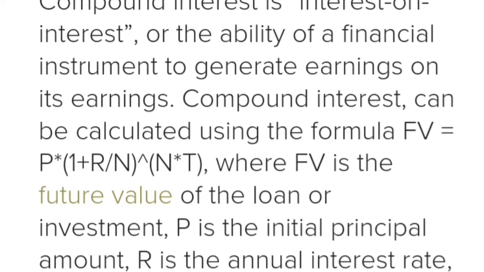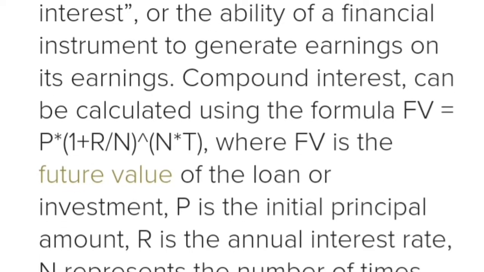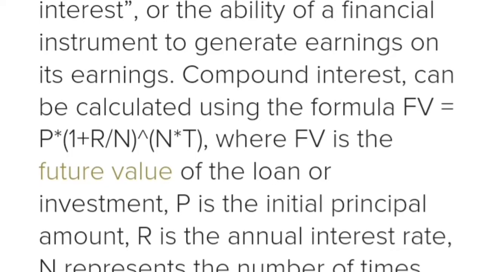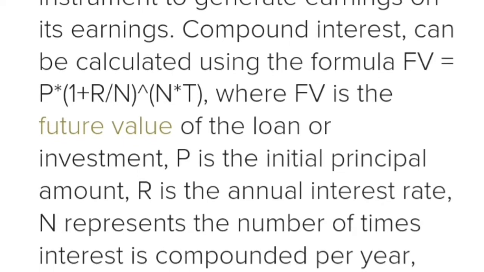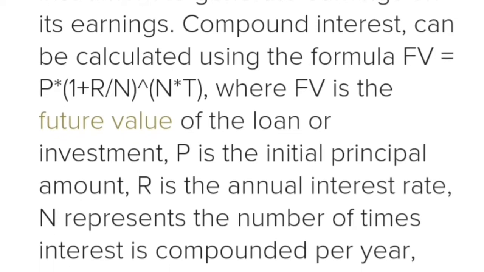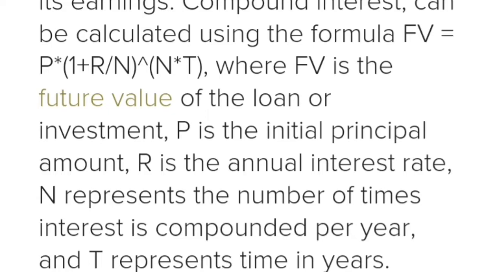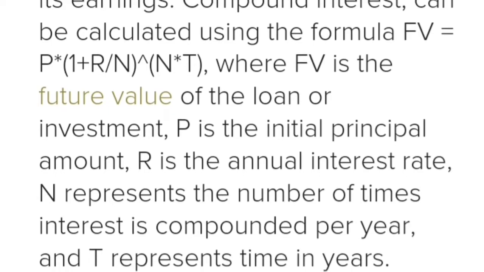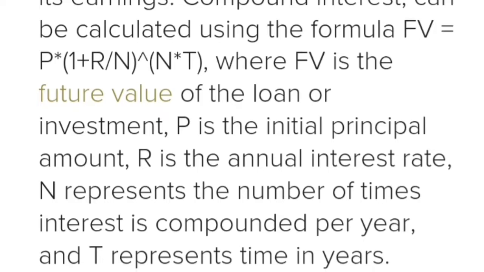Compound interest can be calculated using the formula F = P(1 + r/n)^(nt), where F is the future value of the loan or investment. P is the initial principal amount.